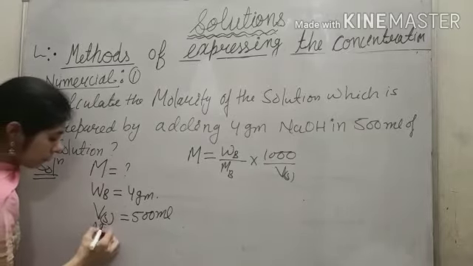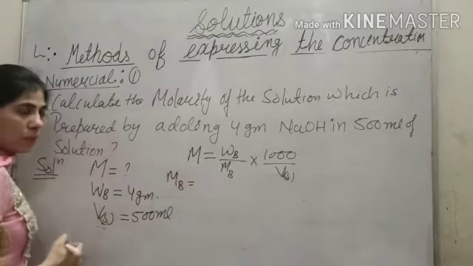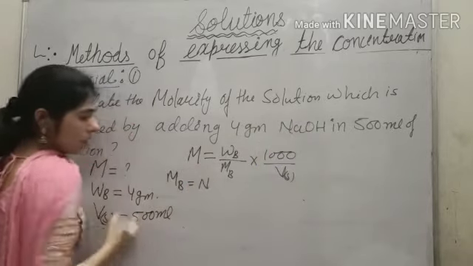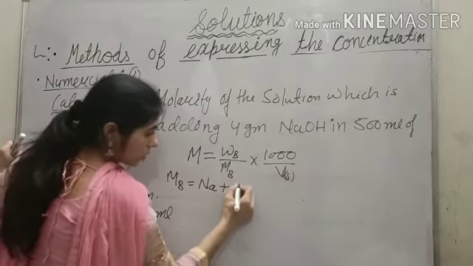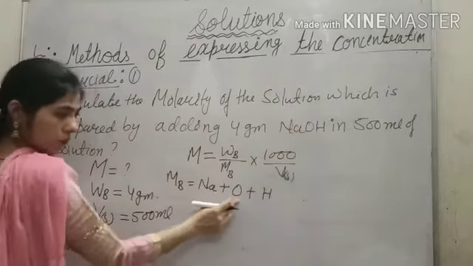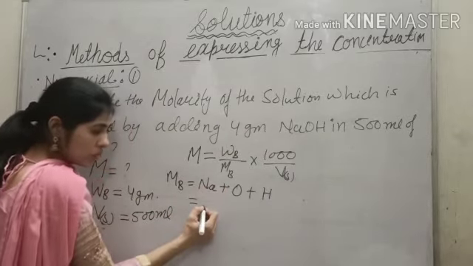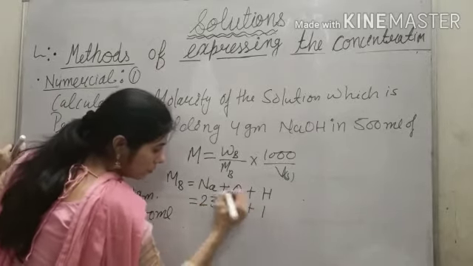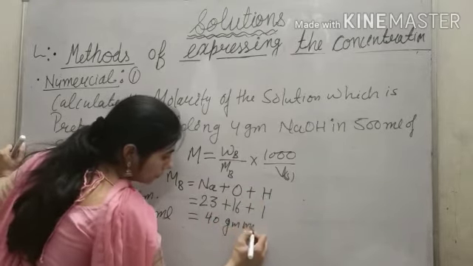So MB is equal to the sum of the atomic masses of the sodium, oxygen and hydrogen atoms. One atom of sodium is there, one oxygen and one hydrogen atom is there. So what is the atomic mass of the sodium? It is 23, oxygen 16 and hydrogen 1, and it comes out to be 40 gram per mole.